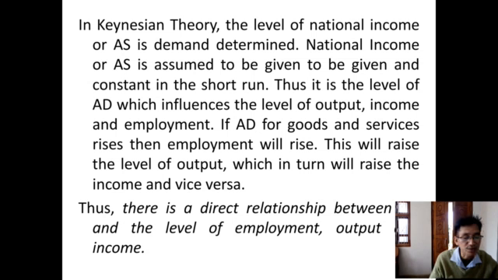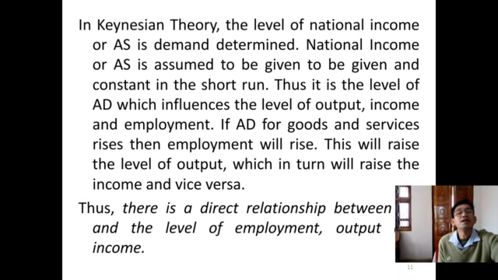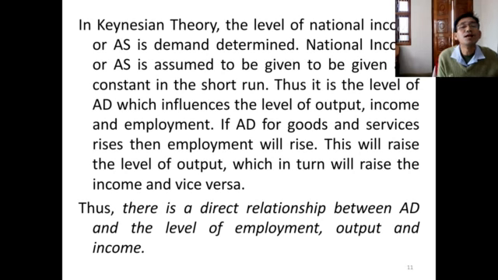If aggregate demand for goods and services rises, employment rises, and factors of production are used more, so automatically the level of output rises and national income rises, and vice versa. Thus there is a direct relationship between aggregate demand and level of employment, output and income.